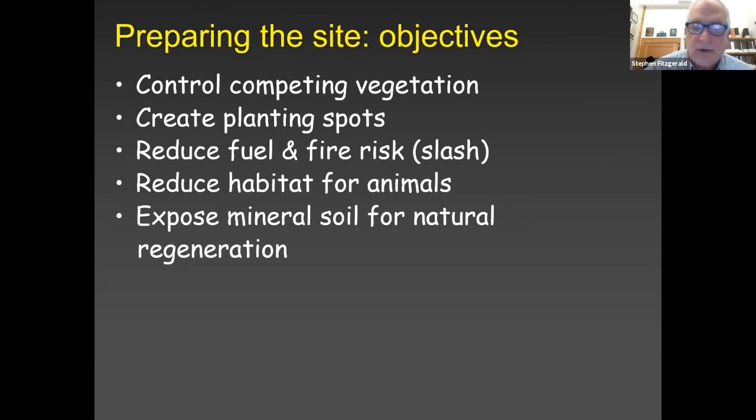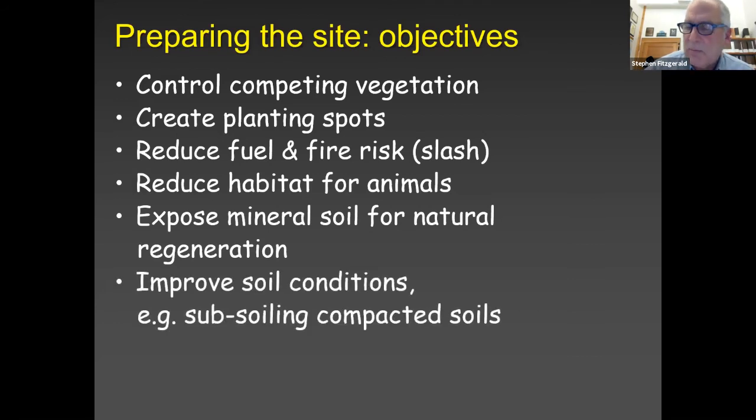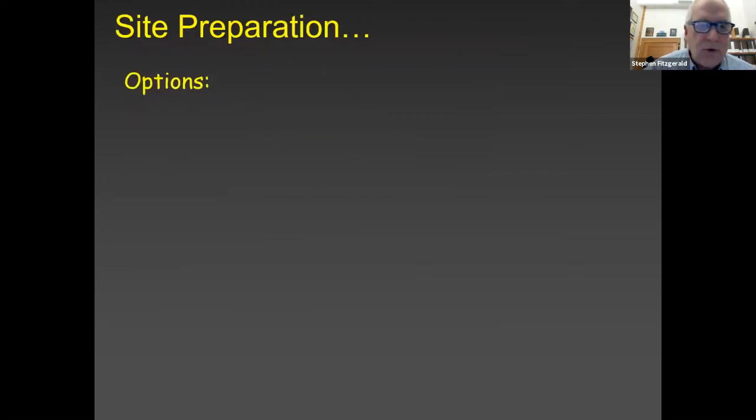And for natural regeneration, site preparation can expose mineral soil, which would be important. Or you can improve soil conditions. If you have a compacted landing, you may want to rip that landing and restore the soil conditions so that it will grow trees. Okay, going through here fast.